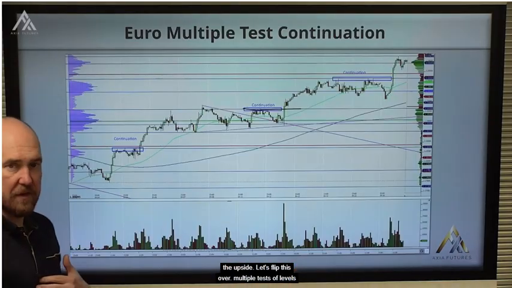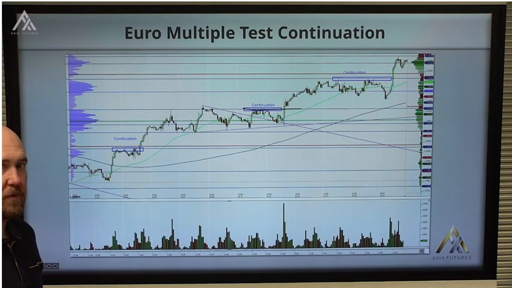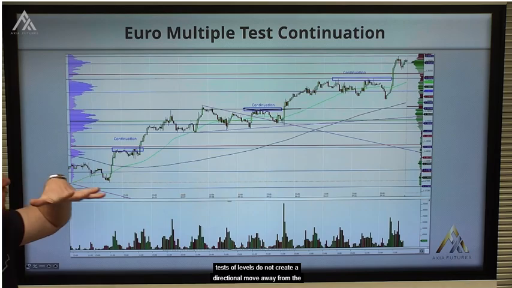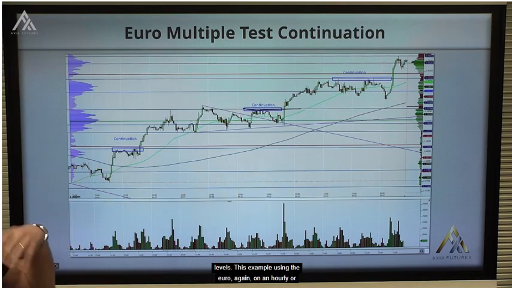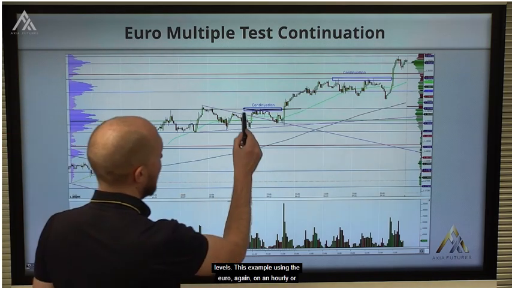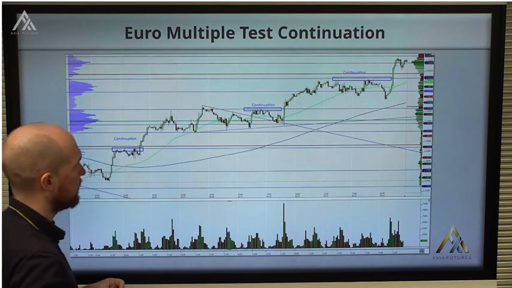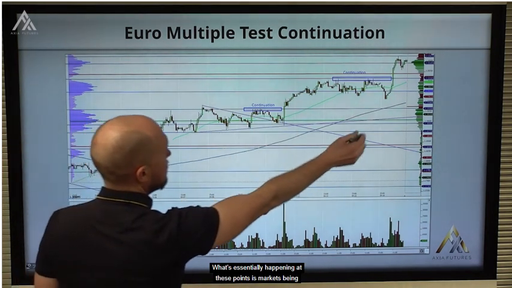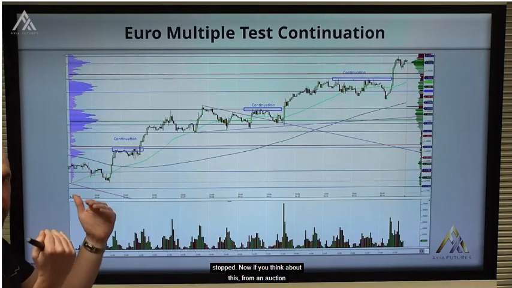Now to flip this over, multiple tests of levels do not offer the same. And particularly when the multiple tests of levels do not create a directional move away from the levels. This is an example using the euro, again, from an hourly perspective. What's essentially happening at these points is the market's being stopped.